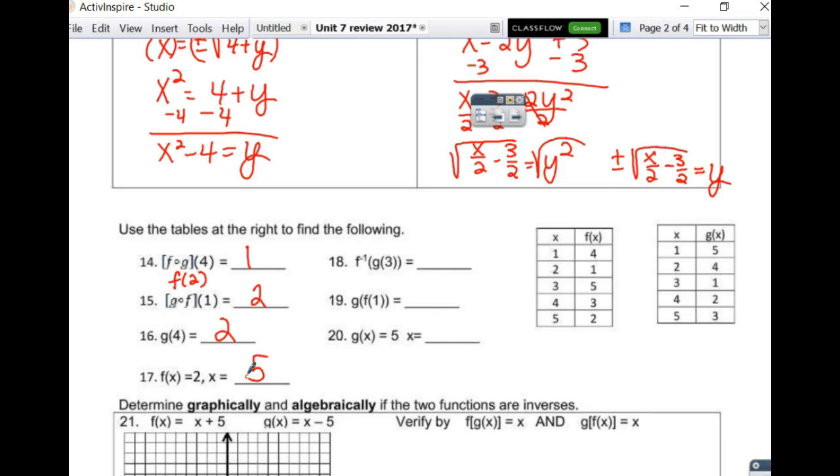Okay, so first of all, we start inside. So g of 3 is what? G of 3 is 1. Then it says, so f inverse means that's not an x, it's a y, and I want the x. So f inverse of 1. So if I go down here, 1 is 2. Okay?